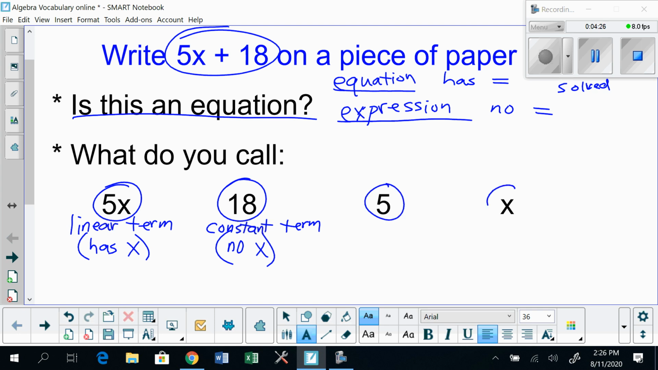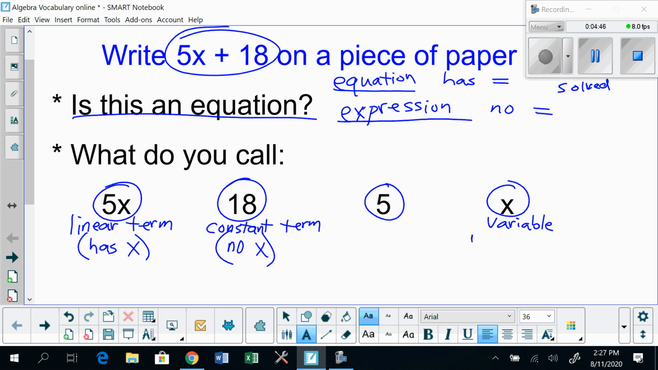Let's start with the x. I already hinted at what the x is called. The x in this problem is called the variable. I think everybody knows what a variable is, but trying to put it into words is a little bit trickier. So here's the definition I've come up with.